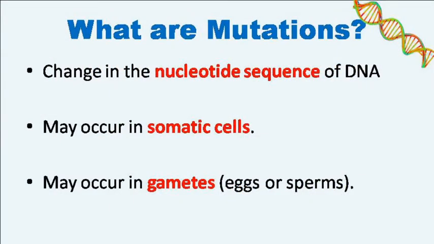So, mutation means a change in the nucleotide sequence of DNA. It may occur in a somatic cell, but it doesn't transmit into the next generation. It may also occur in gametes, that is eggs or sperms, and then it is transmitted into the next generation.